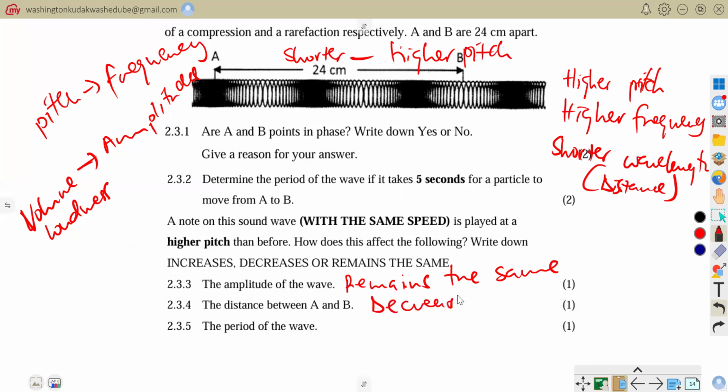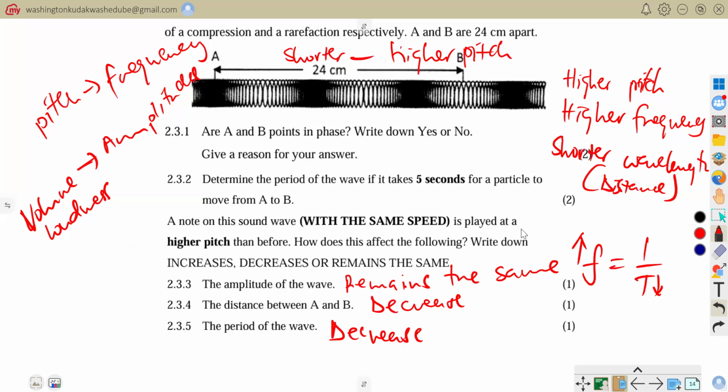And then what about the period of the wave? The period of the wave is also going to decrease. It is the time taken to cover one wavelength. We know that our frequency is equal to 1 over T. So if our frequency is going to increase, it simply means that our time period has to decrease, because these two are inversely proportional.